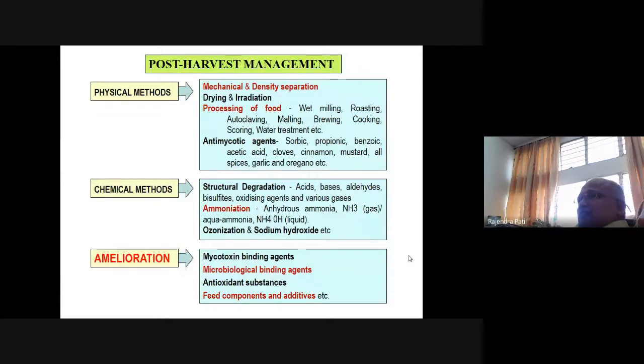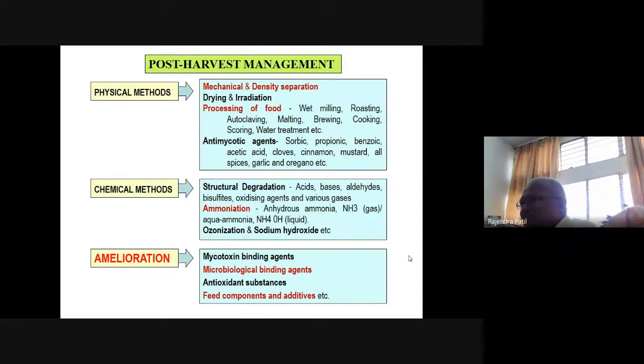Then chemical methods like structural degradation using acids, bases, aldehydes, other substances, even gas. Then ammoniation is the most important chemical method, using anhydrous ammonia gas or liquid ammonia, by which we can reduce the levels of mycotoxins like aflatoxin and ochratoxin. Even ozonization, as ozone is a potent oxidant, and sodium hydroxide treatment will also reduce the amount of mycotoxin in contaminated food and feed.